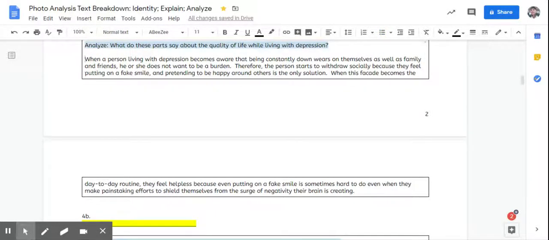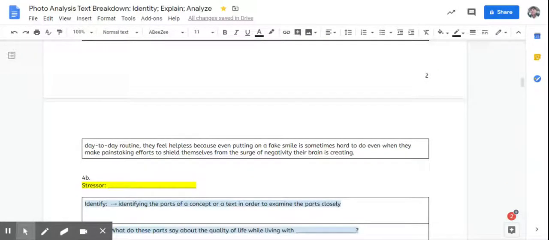When a person living with depression becomes aware that being constantly down wears on themselves as well as family and friends, he or she does not want to be a burden. Therefore, the person starts to withdraw socially because they feel putting on a fake smile and pretending to be happy around others is the only solution. When this facade becomes the day-to-day routine, they feel helpless because even putting on a fake smile is sometimes hard to do, even when they make painstaking efforts to shield themselves from the surge of negativity their brain is creating.